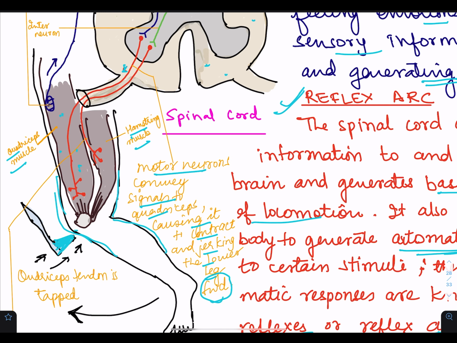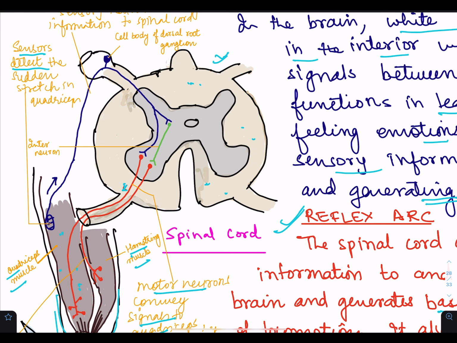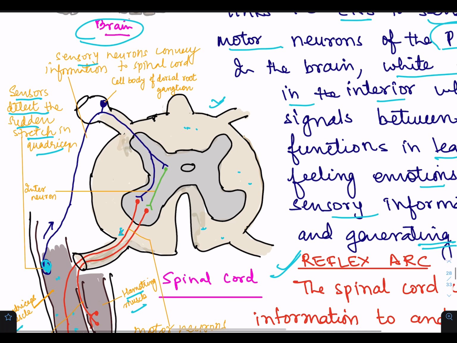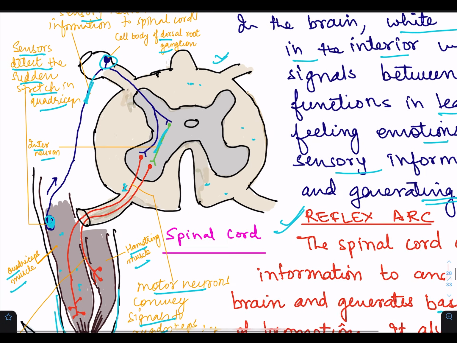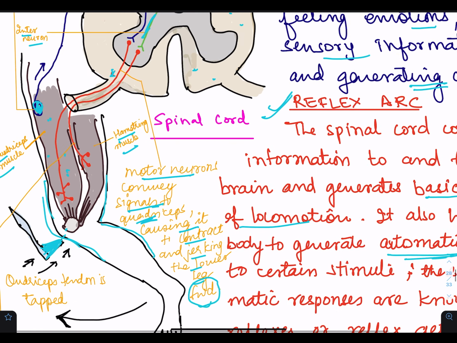And how is the stimulus carried to the spinal cord? See, the sensors detect the sudden stretch in the quadriceps. These are the sensors. When we tap it from here, they detect the sudden stretch in the quadriceps. Then sensory neurons convey information to the spinal cord. This is the cell body of the dorsal root ganglion. This part is the interneuron. And then the motor neurons convey signals to the quadriceps, and then it will contract.